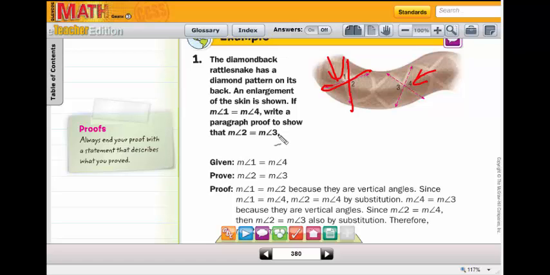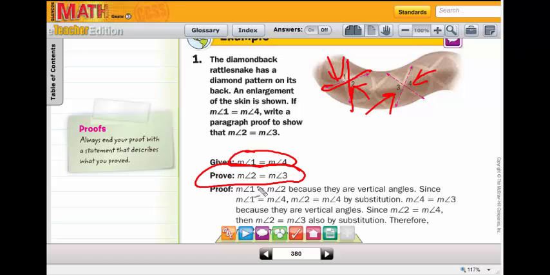Well, first of all, we're going to state what's given. We're going to state that angle 1 and angle 4 are the same. Then you're going to prove that the measure of angle 2 equals the measure of angle 3. That's what we need to prove. So here comes the proof.